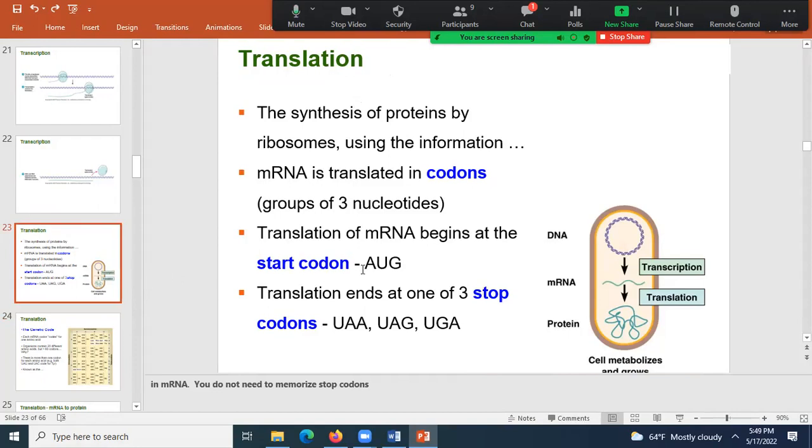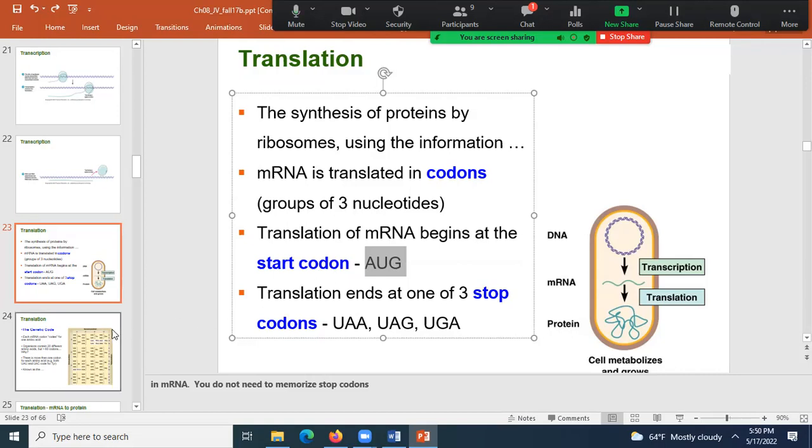It's possible to have more than one AUG because if the protein codes for the amino acid methionine, AUG is the only codon that codes for methionine. So yes, AUG can be in the messenger RNA in more than one place. Does that answer your question?